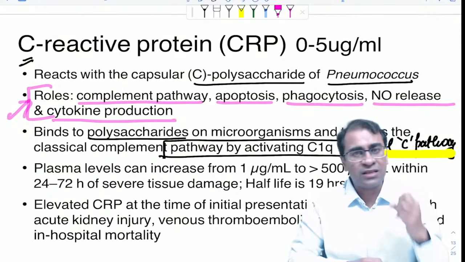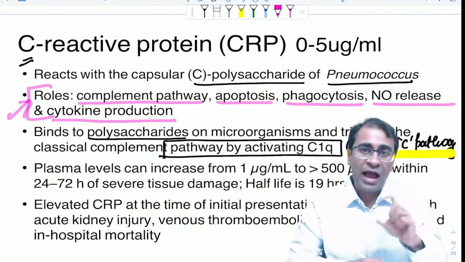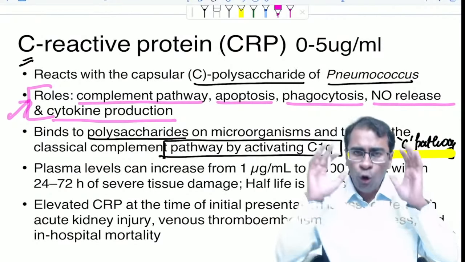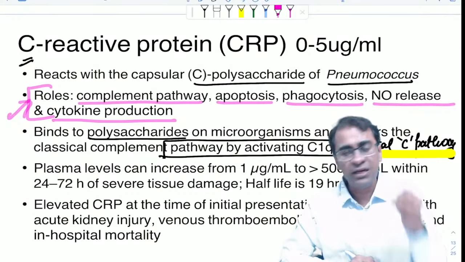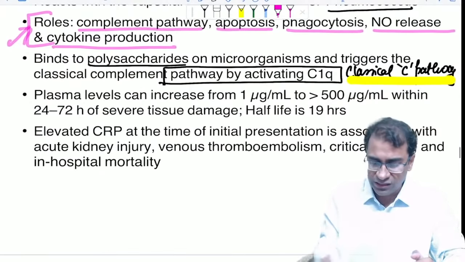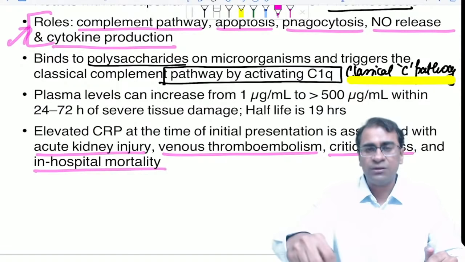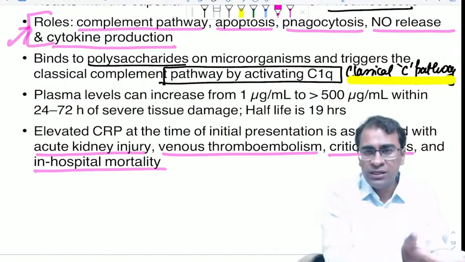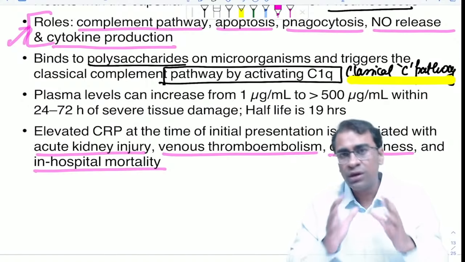So now we understand the CRP is increasing in inflammation. But why should you look at this marker at the beginning of the patient? The moment you diagnose a patient of COVID-19, always go for a test of CRP to establish a baseline value. Why? Because CRP is not only increased in inflammation, CRP is also increased in some comorbid conditions like acute kidney injury, venous thromboembolism, critical illness, and if a patient has been hospitalized before. Even if a patient has hypertension or diabetes, morbid obesity, or some chronic illness, CRP will surely increase beforehand.